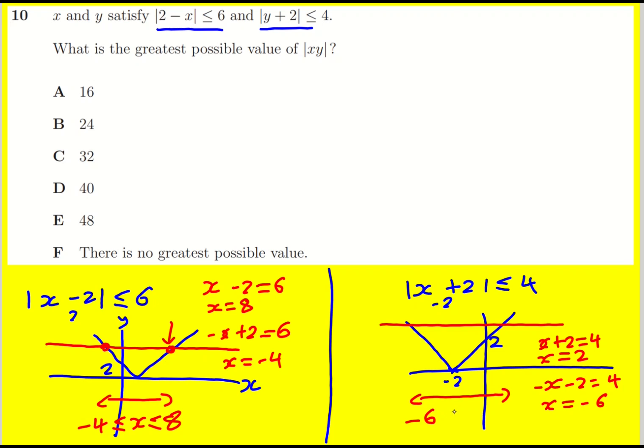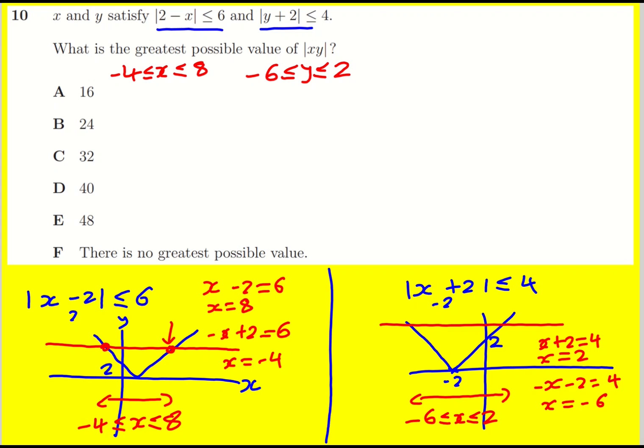And my range is minus 6 less than or equal to x less than or equal to 2, which means I've got the same thing but with y up here. Minus 6 less than or equal to y less than or equal to 2. And of course the same x range from before.